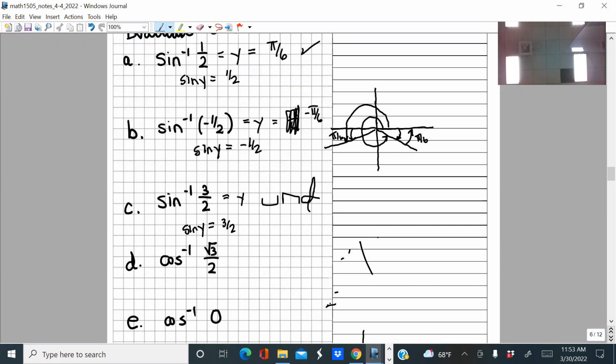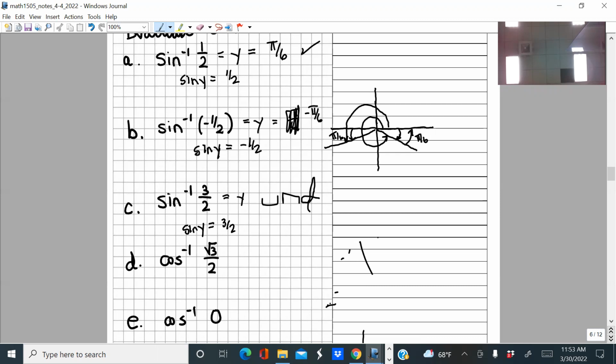All right. So we have cosine inverse of square root of 3/2. Just momentarily think of that as y. What you know about y is that the cosine of y has to be square root of 3/2. So you just have to recall from your knowledge of angles, hopefully this will be a special angle, what angle has cosine square root of 3/2?